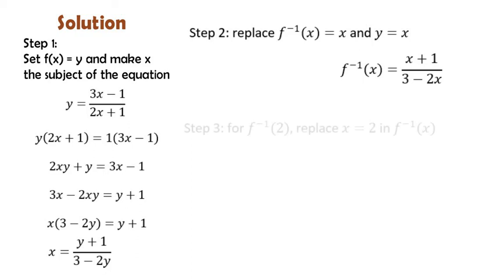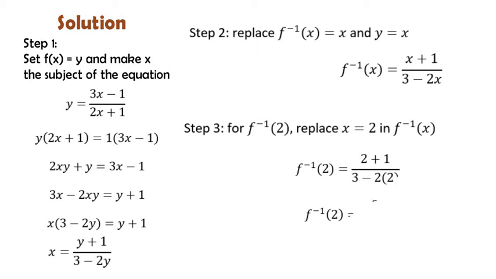The third step now is for us to find f inverse of 2 by replacing x equal to 2 in f inverse of x. Therefore, f inverse of 2 will give us 2 plus 1 all over 3 minus 2 times 2, which will give us 3 over 3 minus 4, which will give us 3 over negative 1, which is equal to negative 3.